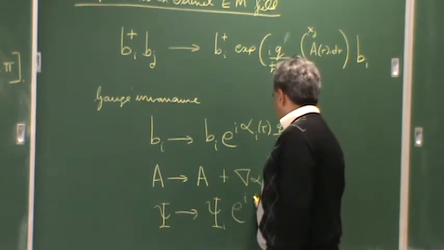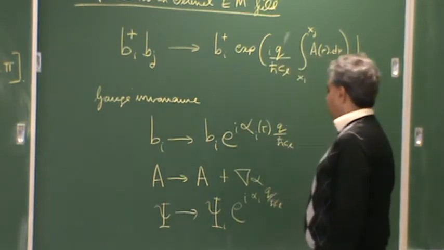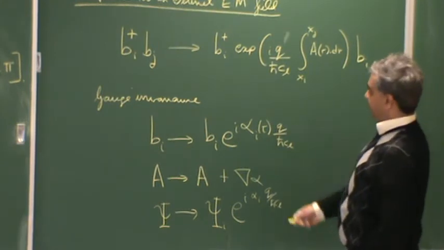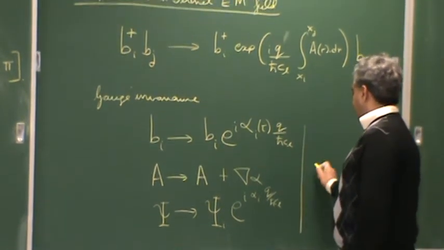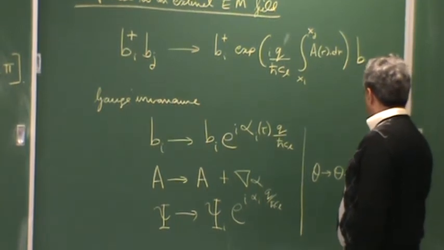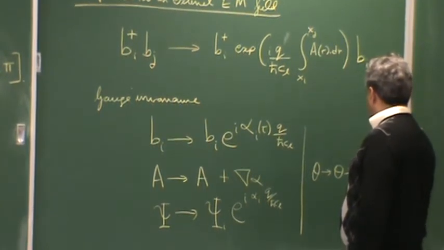So e to the i alpha i q over h bar c. And finally, theta then, because theta was defined using psi, theta goes to theta plus q over h bar c alpha.